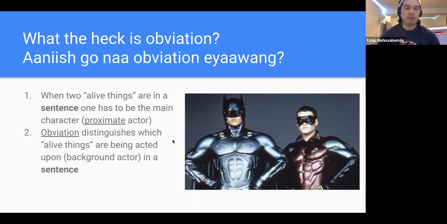I have sentence bolded because the main character, the proximate actor, could change throughout the story. Batman's the main character of this sentence, and then in the next sentence it could be Robin. We'll get into some examples of those.